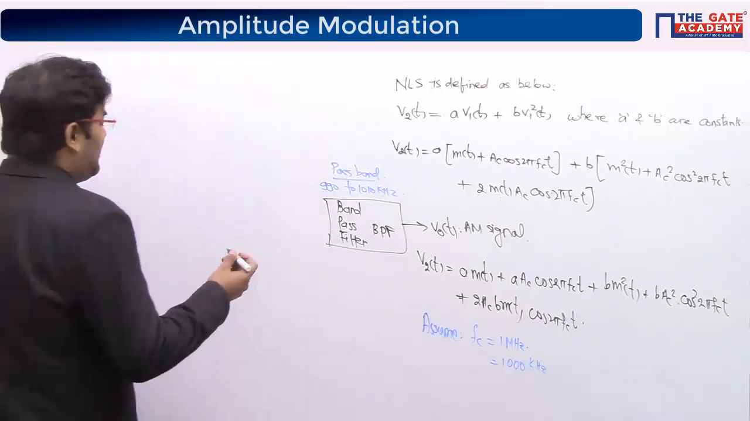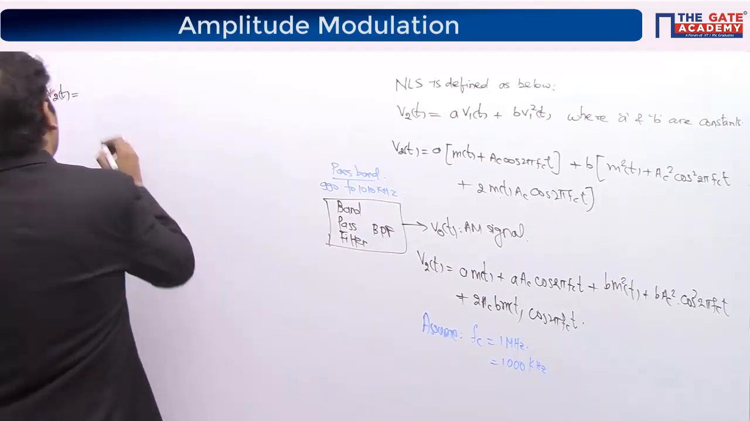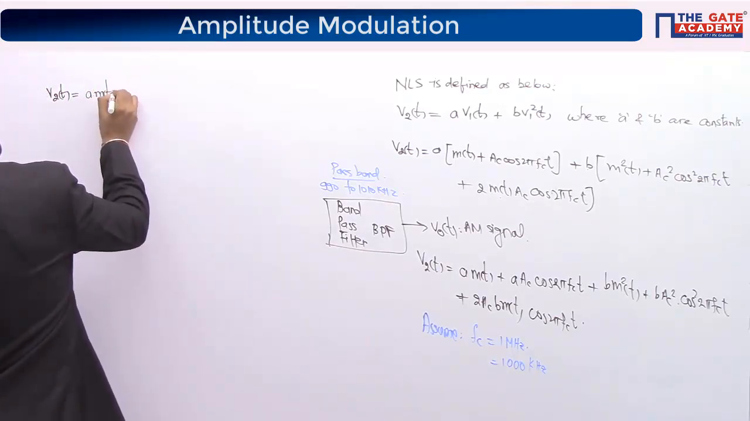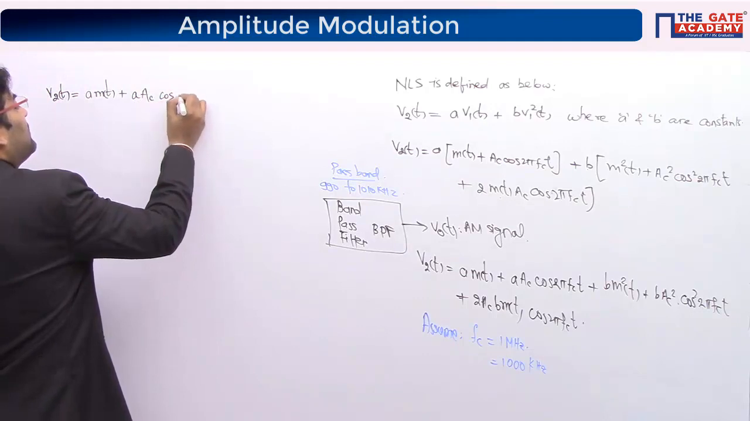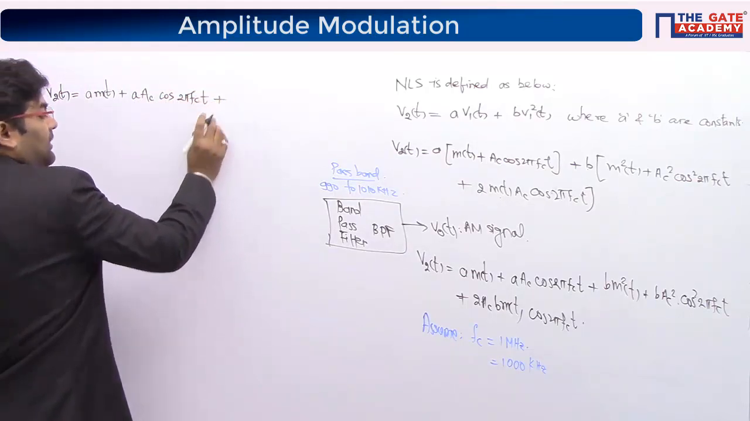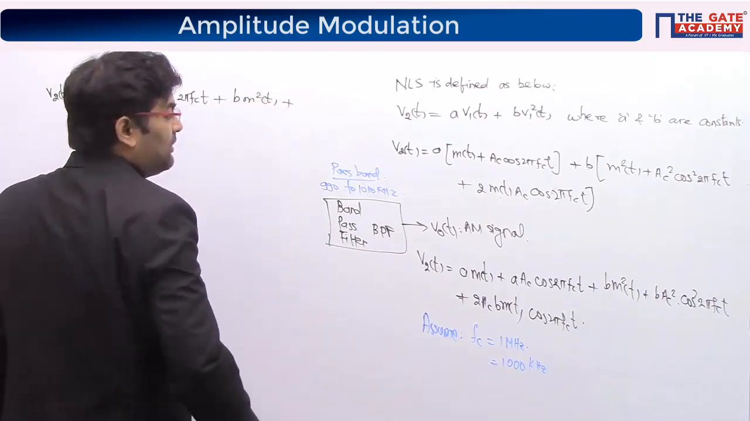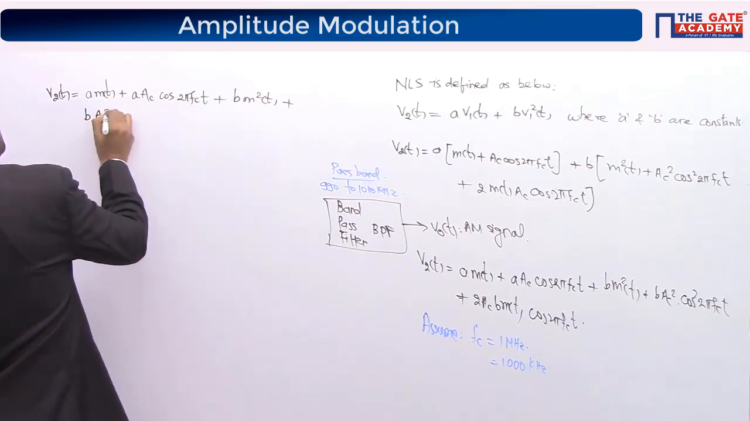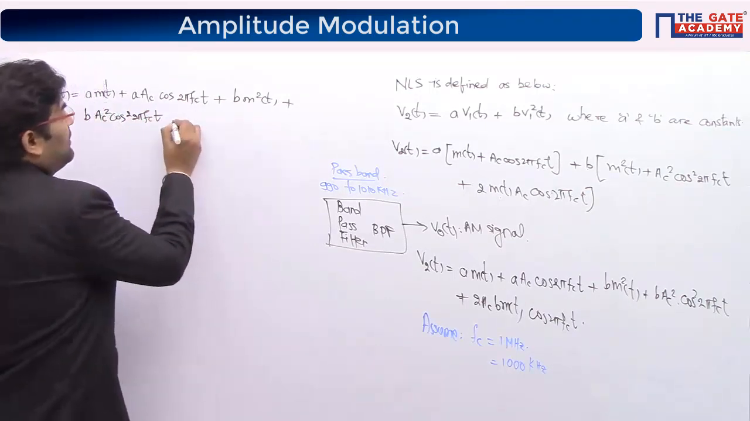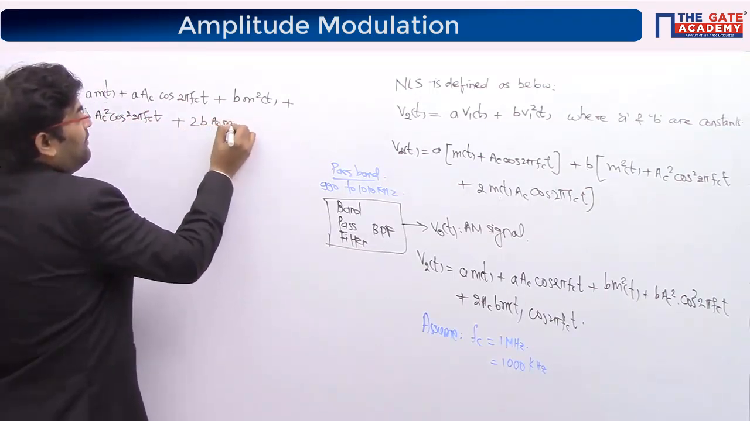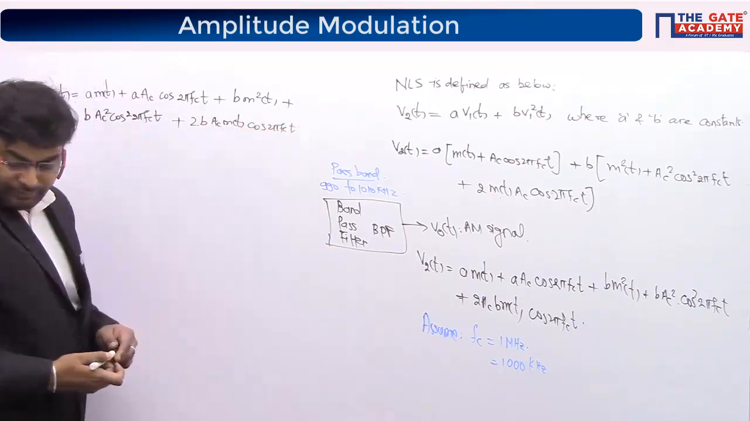So let me rewrite that equation. V(t) = A m(t) + A Ac cos 2 pi fc t + B m²(t) + B Ac² cos² 2 pi fc t + 2 B Ac m(t) cos 2 pi fc t. Okay.